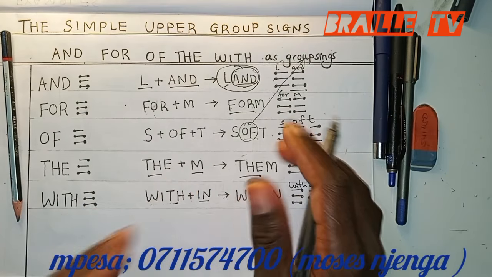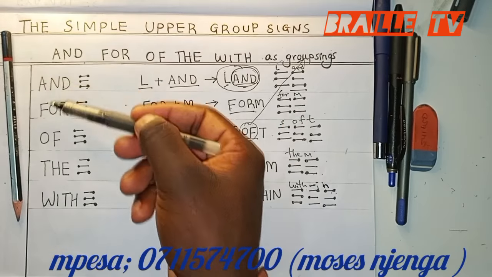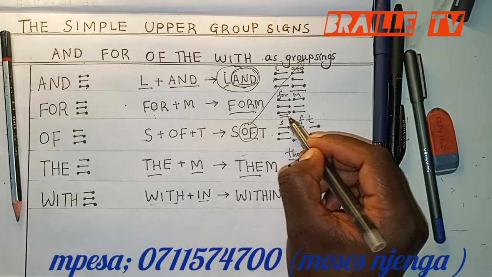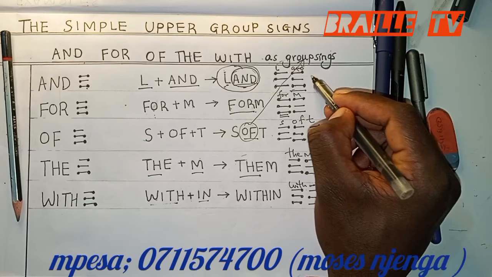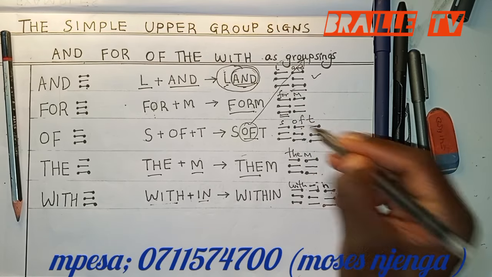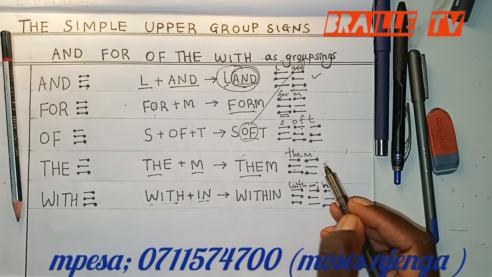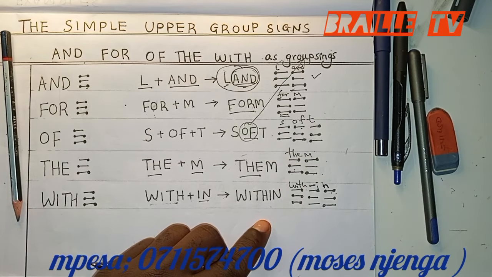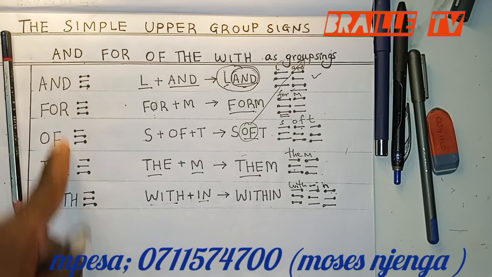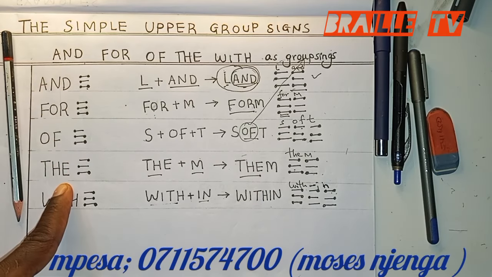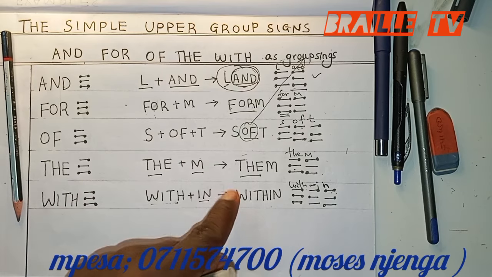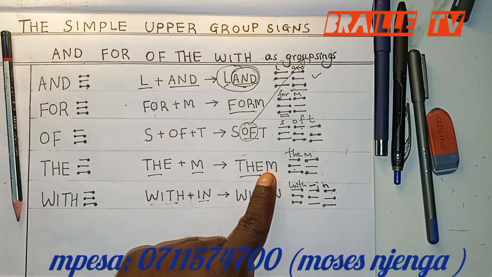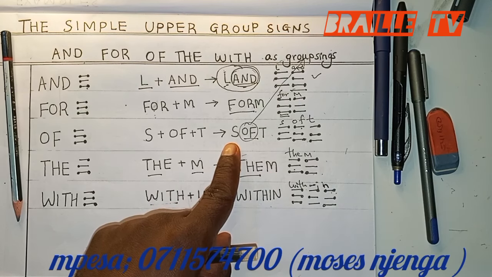So this is what we call group signs, whereby and, for, of, the, with has been used in this word as a group sign. So for is used as a group sign, and here is used as a group sign, of here is used as a group sign, there has been used as a group sign, with has been used as a group sign. So group signs, this is where you contract these special signs inside a word. Remember we said group signs are signs expressing two or more letters, which form part of a longer word.